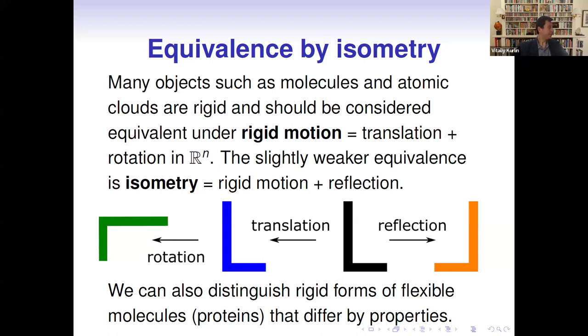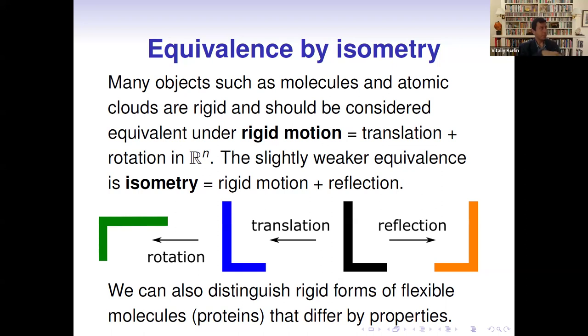So isometry is bigger because we also allow mirror reflections. For example, these two rigid objects were not equivalent through translations or rotations, but they are equivalent through this mirror reflection in the vertical line.